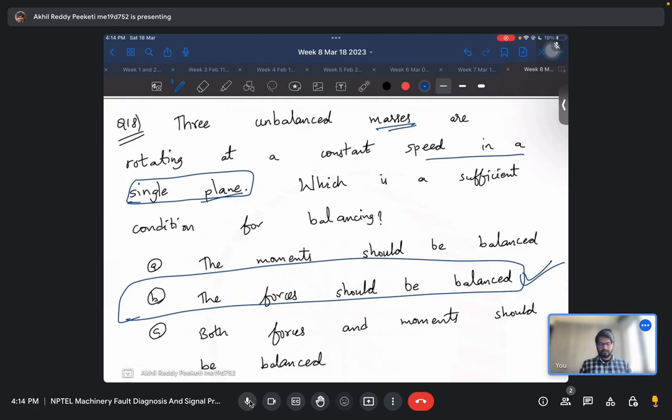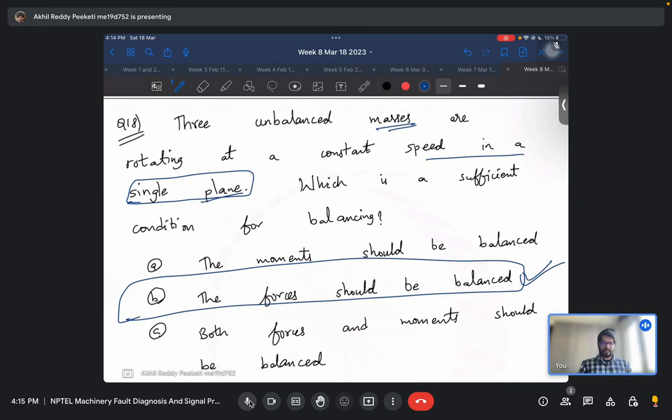Now, in this question, we have three unbalanced masses rotating at a constant speed in a single plane. That means all the forces are in a single plane. Then should you balance out the forces, or the moments, or both? If all the forces are in a single plane, then you don't have any moments or couples to begin with, so you should just balance out the forces. The couples are generated because you have unbalanced masses in different axial planes.